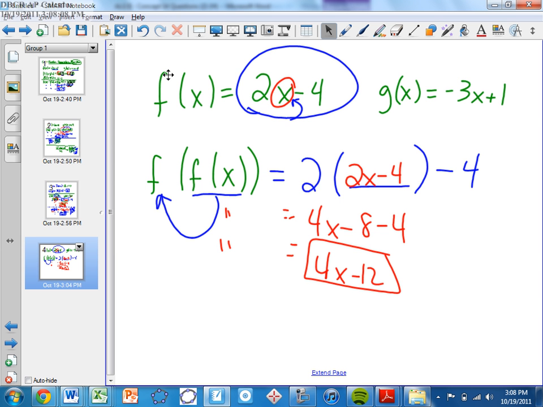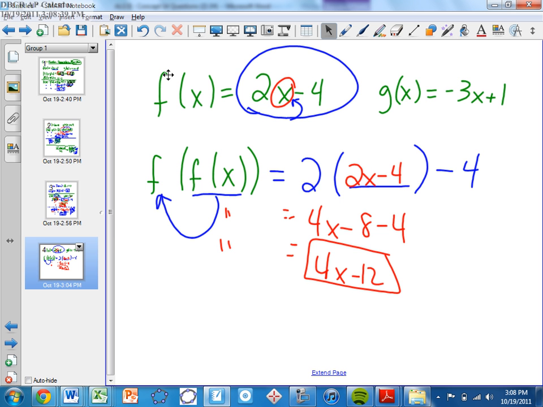How do you get 4 minus 1? Because the original function was 2x minus 4. This is like 2x minus 4. See, watch my hands. This 2 is that 2. This x is that whole quantity. Minus 4, minus 4. But instead of an x, I'm replacing it with f of x, which happens to also be 2x minus 4. How'd I get the 12? Negative 8 and negative 4 together gives me negative 12.